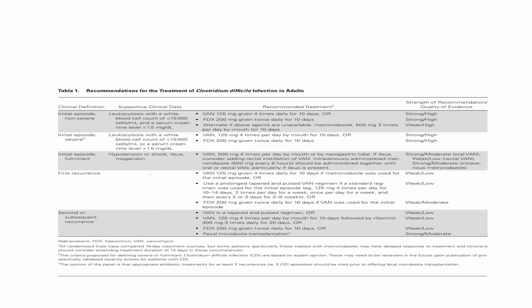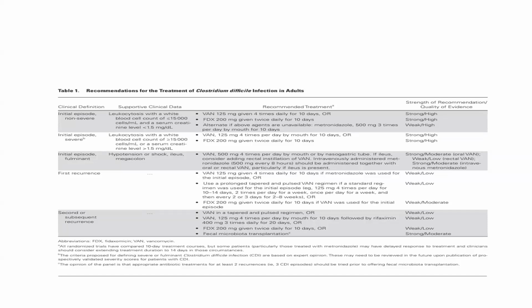If the initial episode is non-severe, that is, leukocytosis with a white blood cell count of less than 15,000 and a serum creatinine level of less than 1.5, then we can treat this infection with vancomycin 125 mg 4 times daily for 10 days, or fidaxomicin 200 mg twice daily for 10 days. Alternatively, if the above agents are not available, then go for metronidazole, 500 mg 3 times daily by mouth for 10 days.